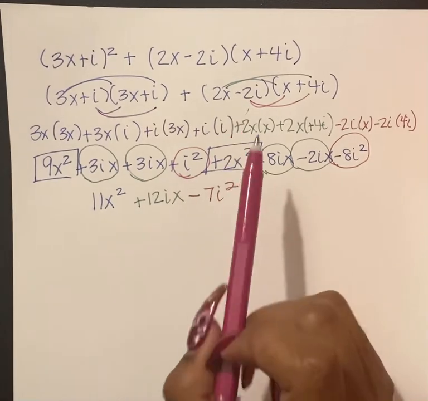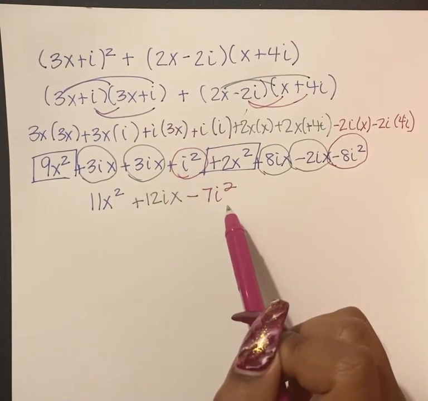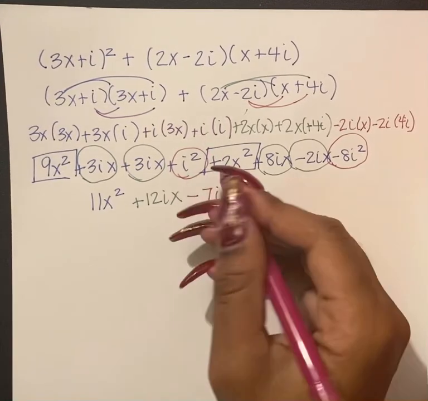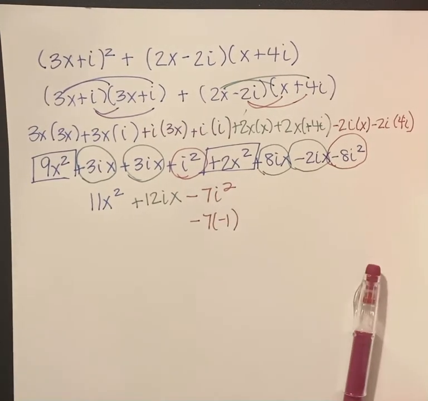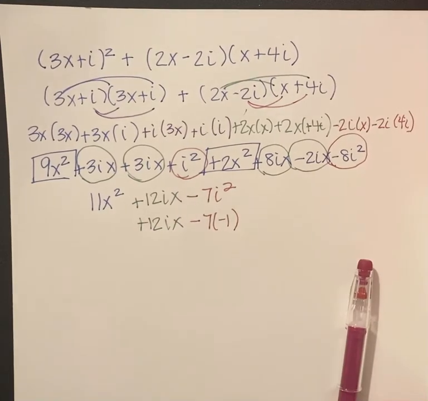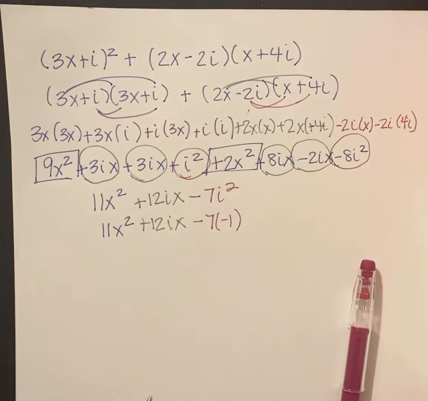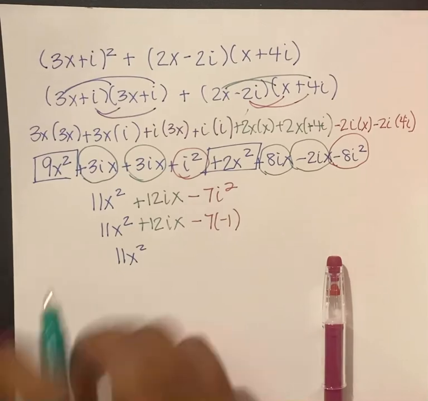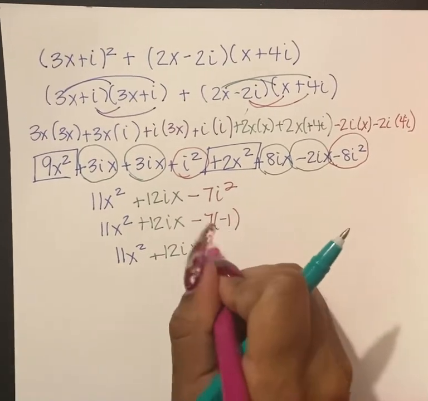And so the last part here is to remember that we can never have i squared in our answer. We know i squared is equivalent to negative 1, so I'm just going to multiply it in. I'm going to bring everything else down. And then once we multiply, it gives you 11x squared plus 12ix plus 7.